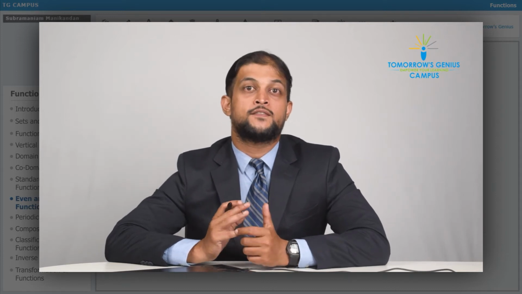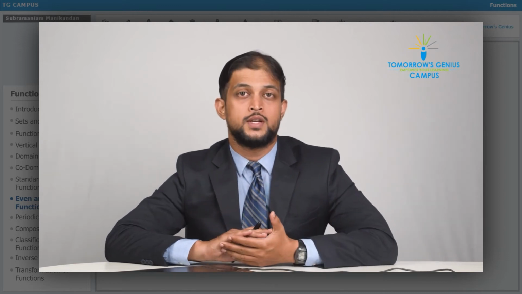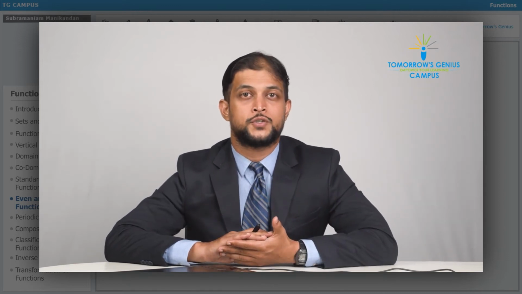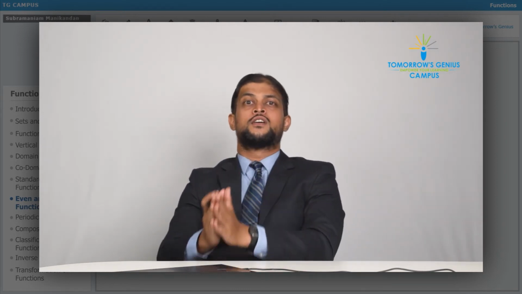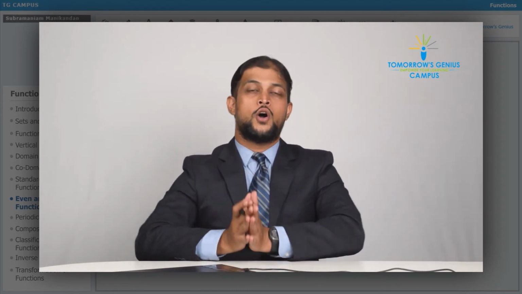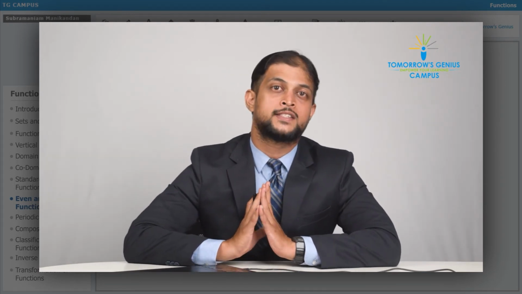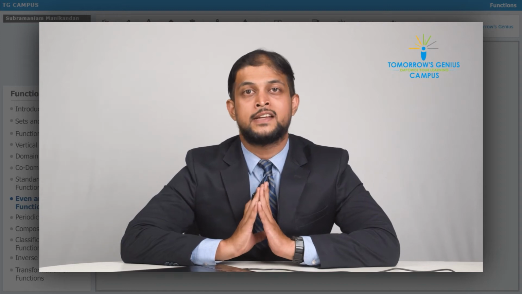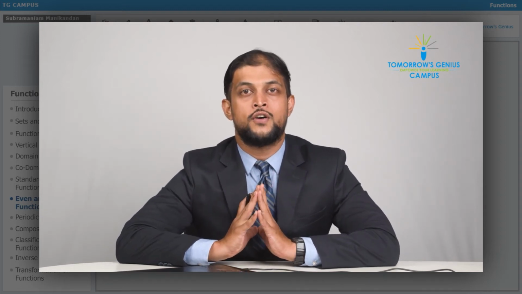If I get back the same function which I started off with when x was a positive value, then that function is called an even function. Otherwise, if I get minus of the original function, that's called an odd function. And if I don't get either the same function or minus of the same function, that's called neither even nor odd. So let's look at the definition of even functions.